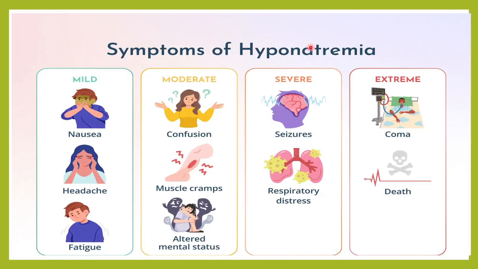So symptoms of hyponatremia are mild, moderate, severe and extreme. A mild patient may have nausea, headache, fatigue. In moderate, the patient has confusion, muscle cramps, altered mental status. And in severe, patients will have convulsions, respiratory distress, coma and even death.